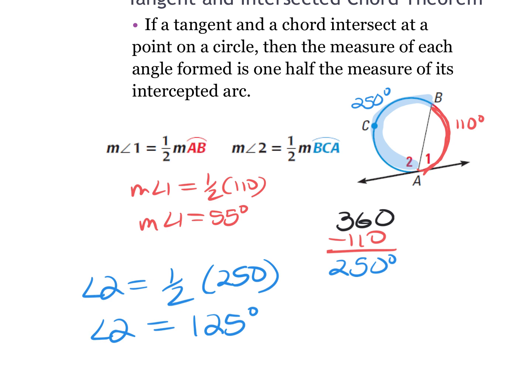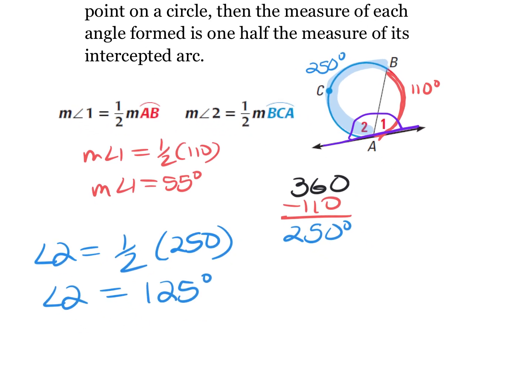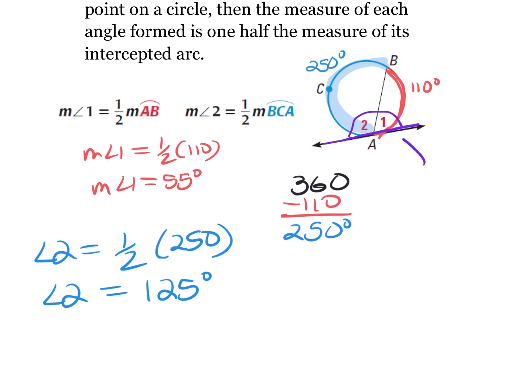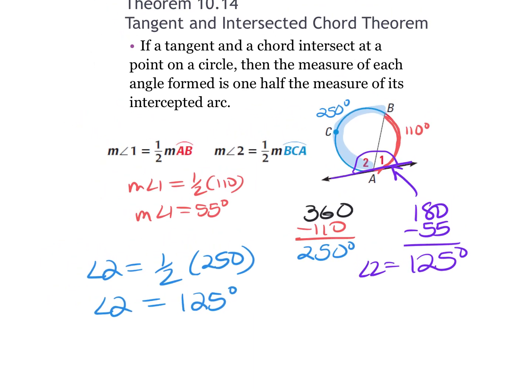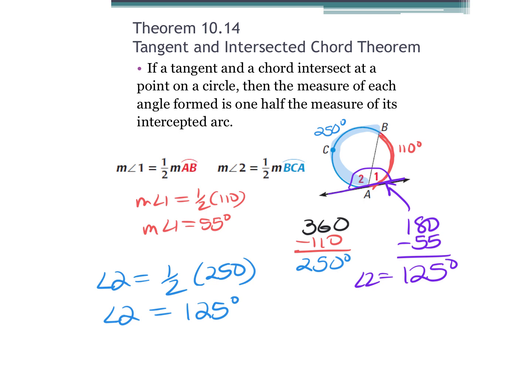Now, technically, I really didn't need to go through all of that just to find angle 2 if that's all they were asking me to find. Because if you remember back from the beginning of the year, whenever you have a straight angle and two angles are sitting on that straight angle, these are supplements. They're a linear pair. So really, to find angle 2, all I would have needed to do was take angle 1, subtract it from 180, and I could have gotten angle 2 to be equal to 125 that way as well. So in some of these problems, there's more than one way to go about finding all of the missing pieces.